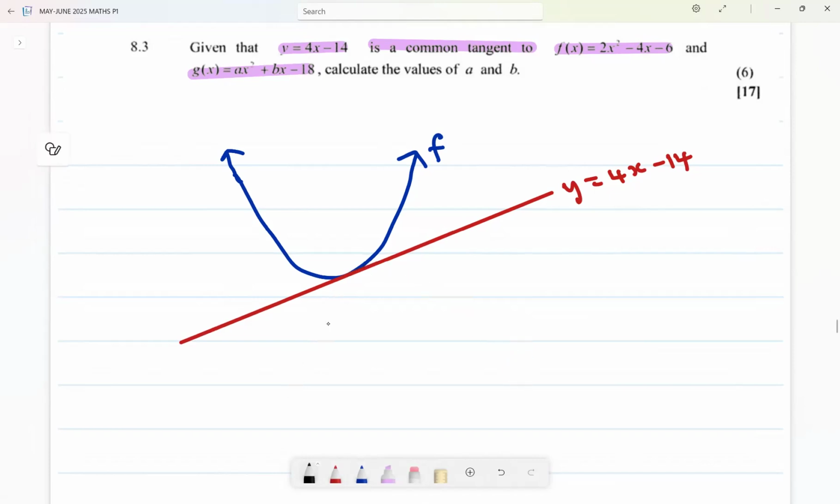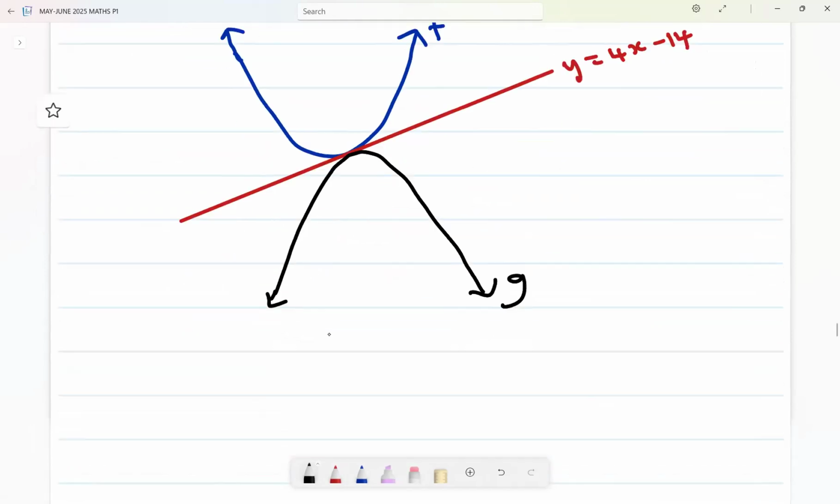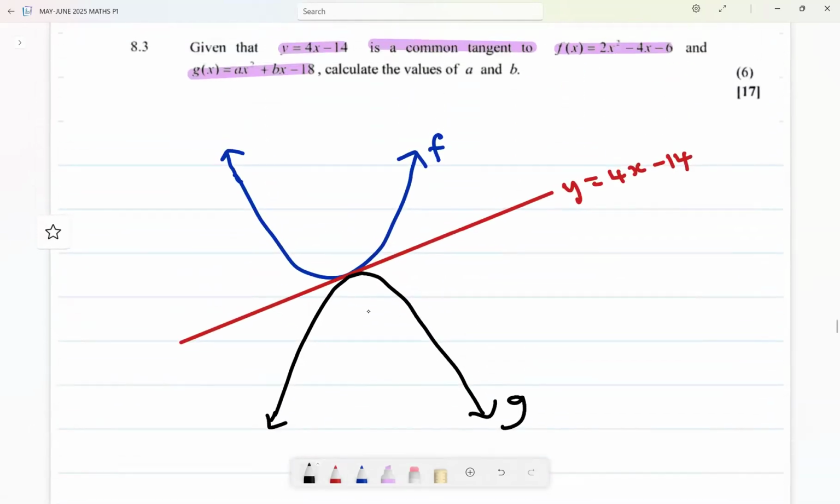So yeah, they will have... I don't know how it looks, but this is just my assumption that it is facing downward. I'll say this is G. Okay. What is it that I always emphasize about a gradient and a what and what?